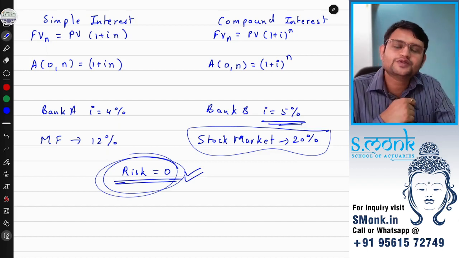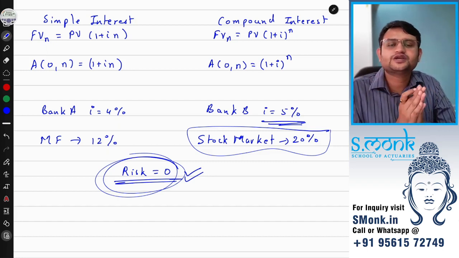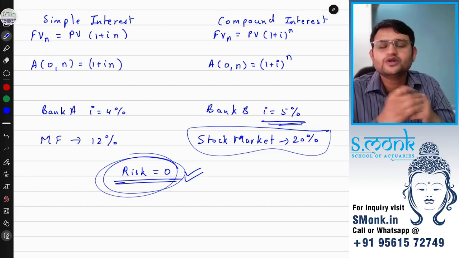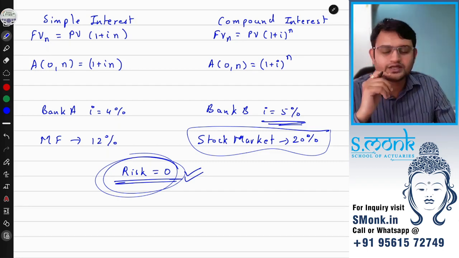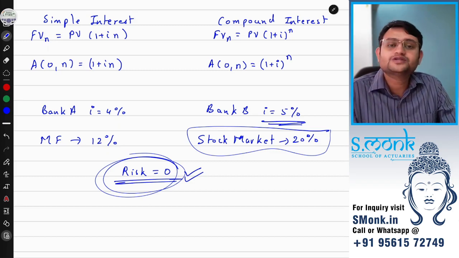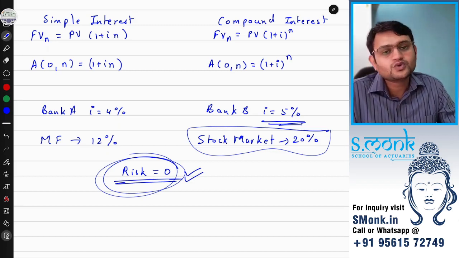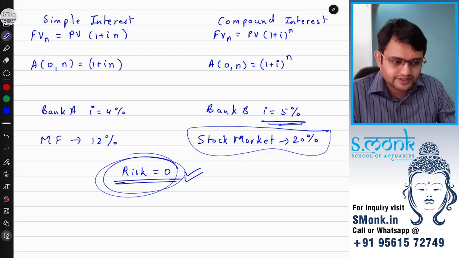But we will assume that when we are investing, at the beginning we are calculating stuff. How much can I earn here? How much can I earn here? And whichever is going to give me the highest returns, I am going to use that for investment.